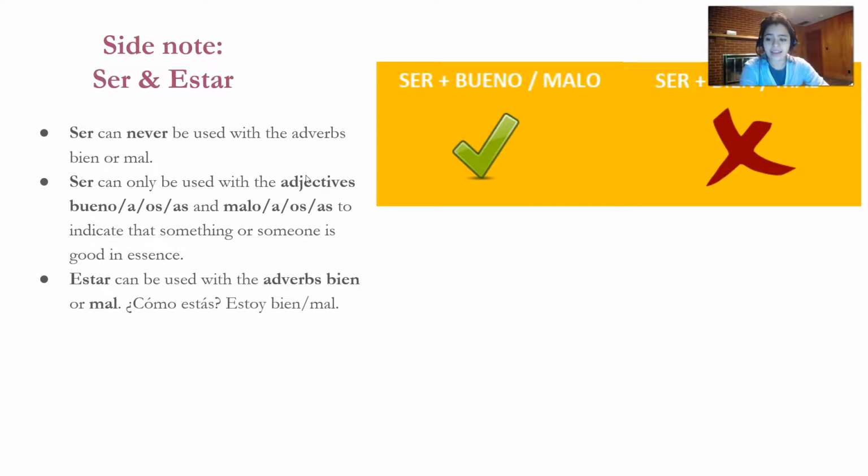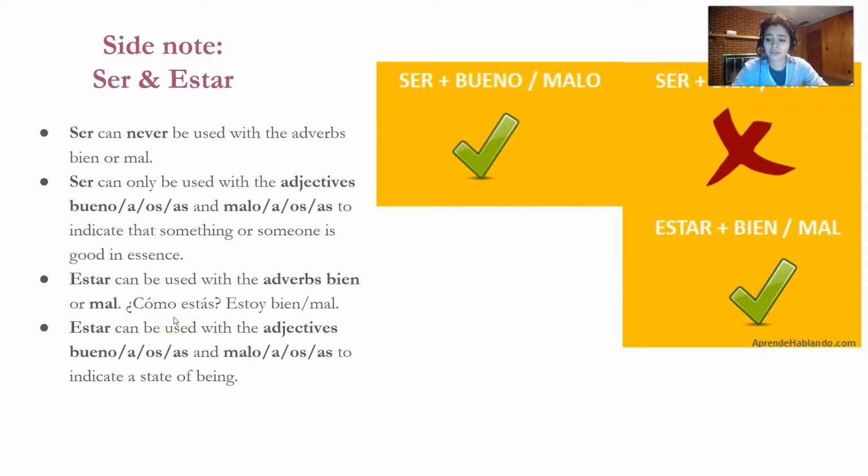On the other hand, estar can be used with the adverbs bien or mal. When somebody asks you, ¿Cómo estás? How are you? You can say, estoy bien, I'm good, estoy mal, I'm bad. That's your state, an emotional state. So you are feeling good, you are feeling bad. So, estoy bien or estoy mal.